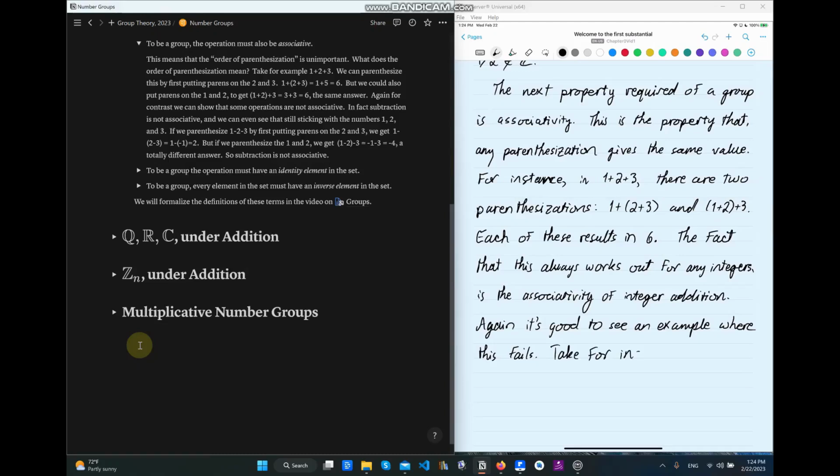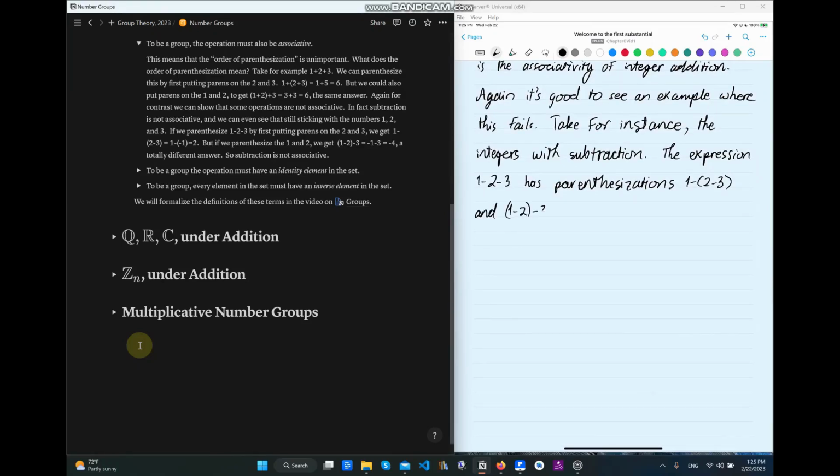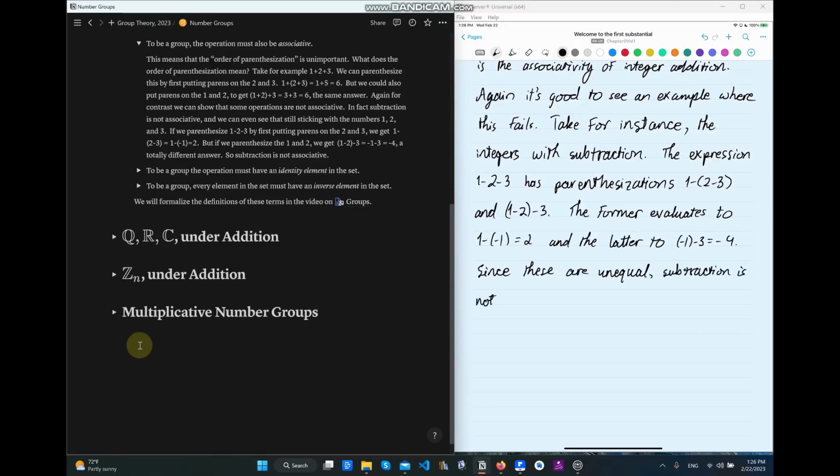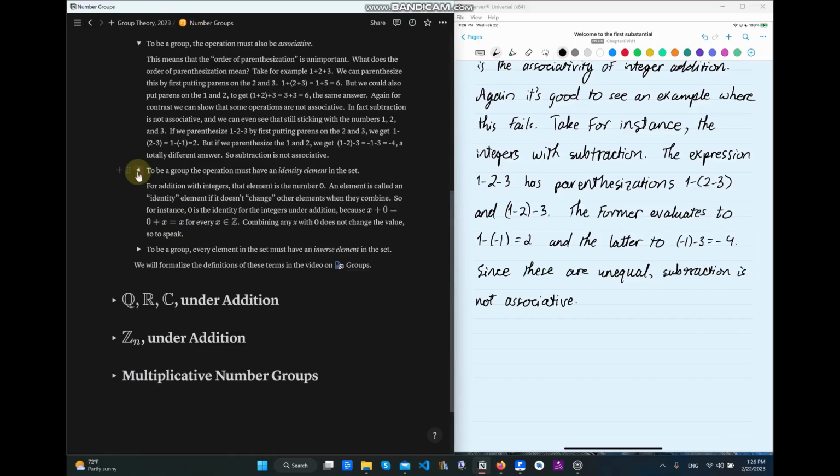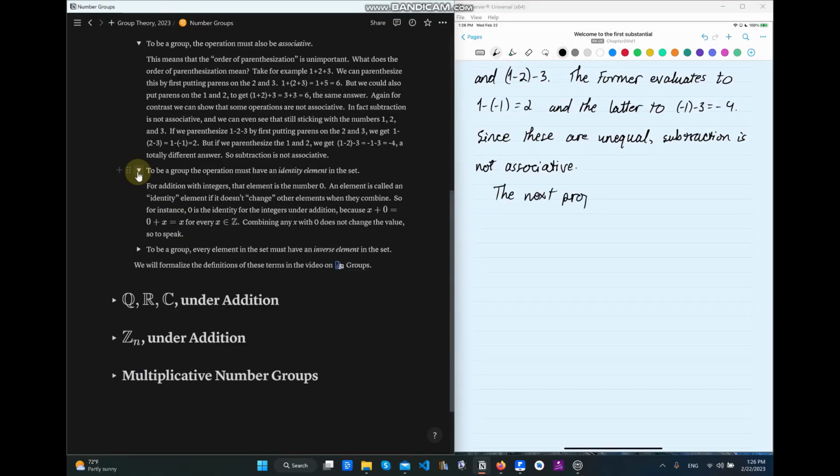Again, it's good to see an example where this fails. Take, for instance, the integers with subtraction. The expression 1 minus 2 minus 3 has parenthesizations 1 minus (2 minus 3), and (1 minus 2) minus 3. The former evaluates to 1 minus -1, which is 2, and the latter to -1 minus 3, which is -4. Since these are unequal, subtraction is not associative.